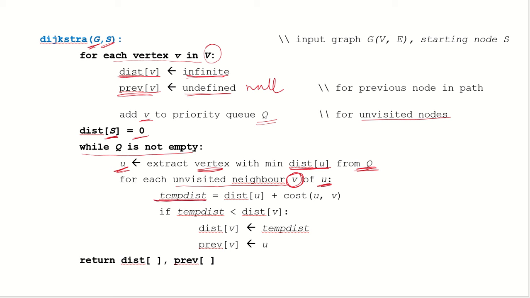For each unvisited neighbor v, we are going to check its distance from u. So we will compute this distance temp dist, which will be the current distance of u plus the cost of the edge between u and v. Now if this temp distance is less than the distance of v, then we will update the distance of v to temp dist, and u will become the previous node of v. So once we have done this for all the unvisited nodes, we will return our distance array and our previous array.